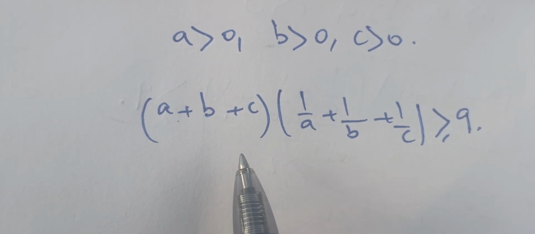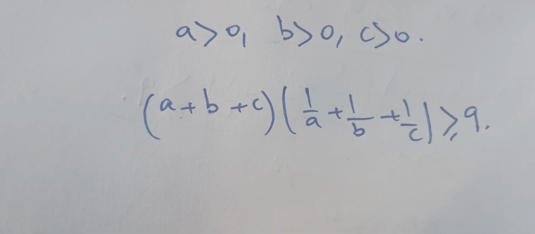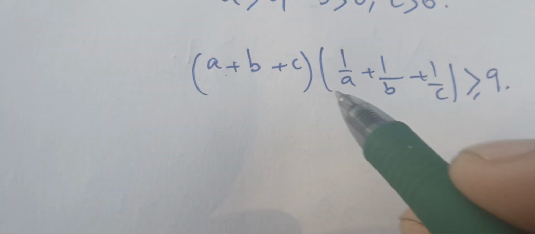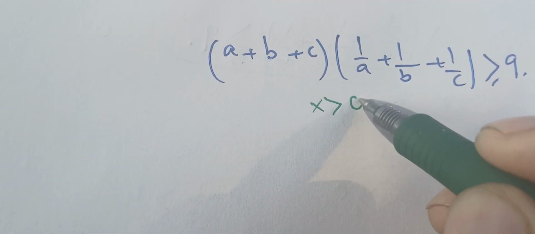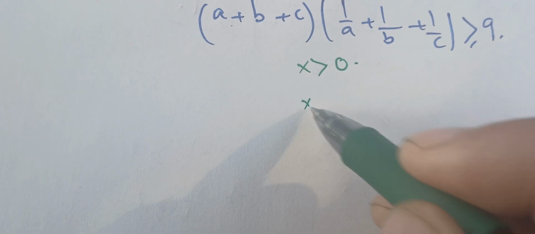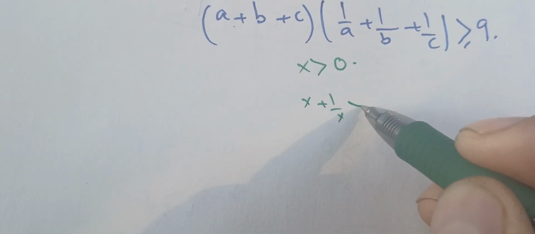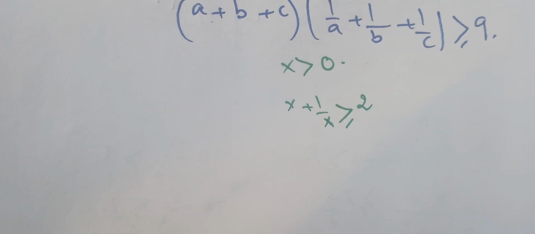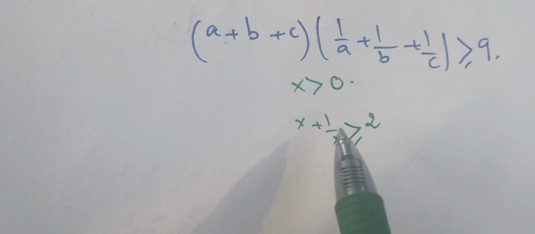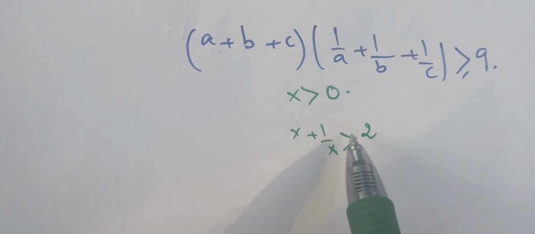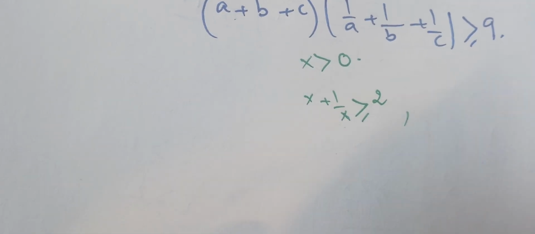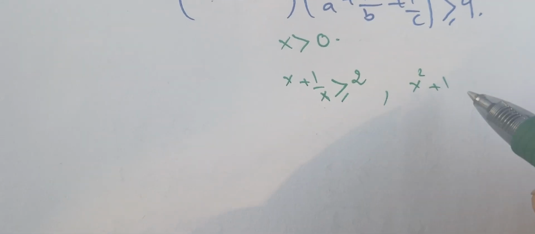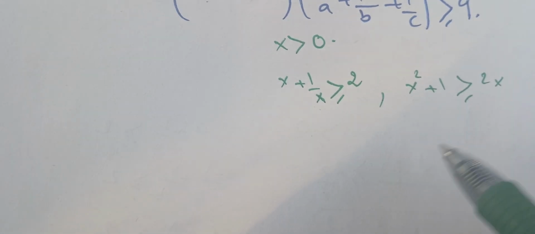We're going to use a result that we will have to prove first. Given some x, let's assume that x is bigger than 0. We're going to prove that x + 1/x is greater than or equal to 2. How can we do that? Since x is positive, we can multiply both sides by x. Once we do that, we have x squared + 1 bigger than or equal to 2x.